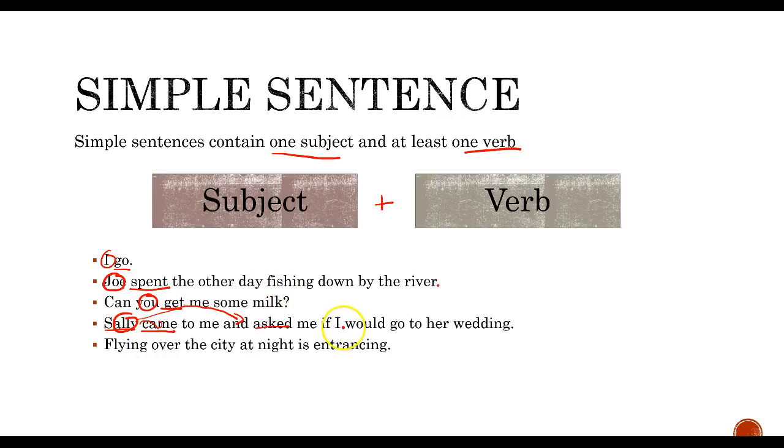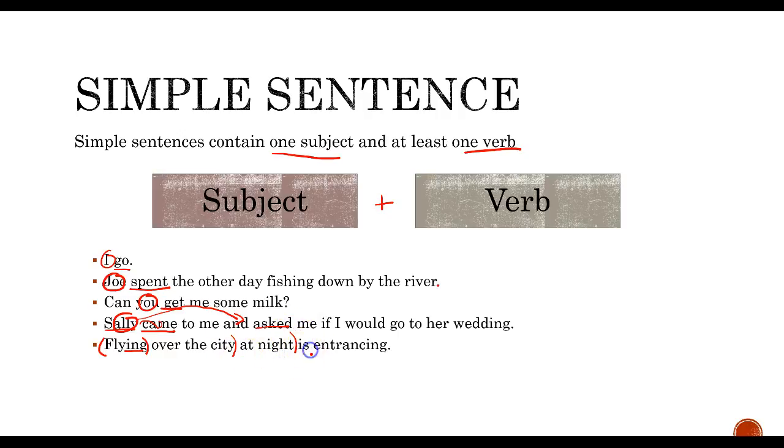Flying over the city at night is entrancing. Here's another simple sentence. What's the subject? Could it be flying? Well, flying is a verb, isn't it? Flying looks like a verb, but anytime you put an ing on a verb, you turn it into a noun. So flying over the city is the subject of this sentence. That's a thing. Flying over the city, flying over the city at night, that's a thing.